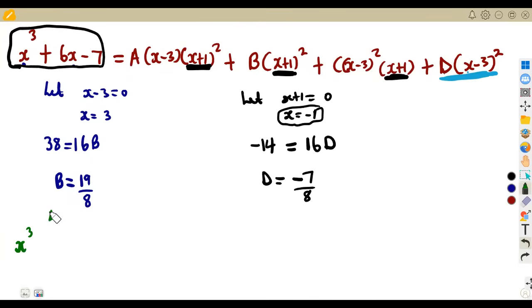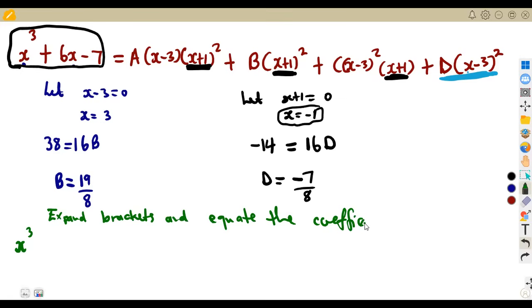expand. So here we're going to expand the brackets and equate the coefficients. These are coefficients of equivalent terms. Equivalent, that is the same terms, all right? The terms that are the same or equal, you equate them.